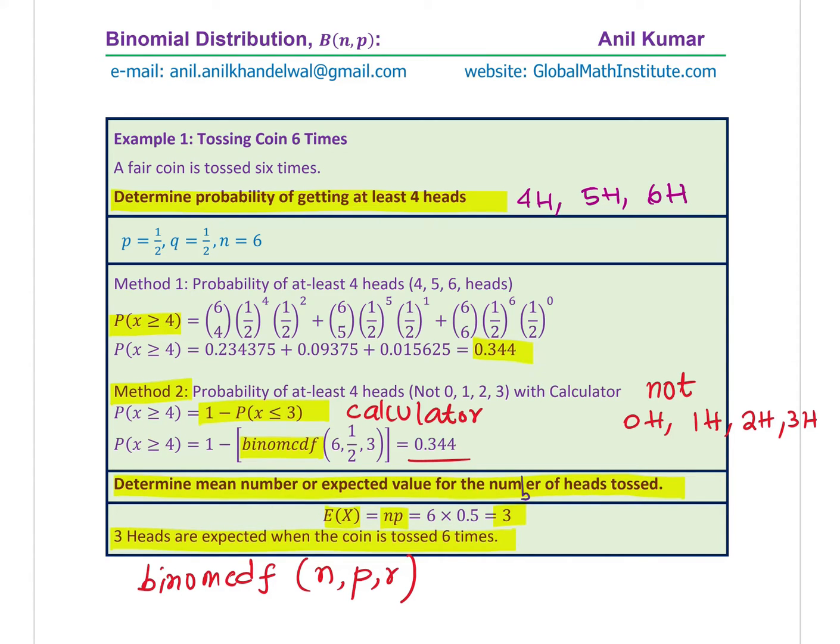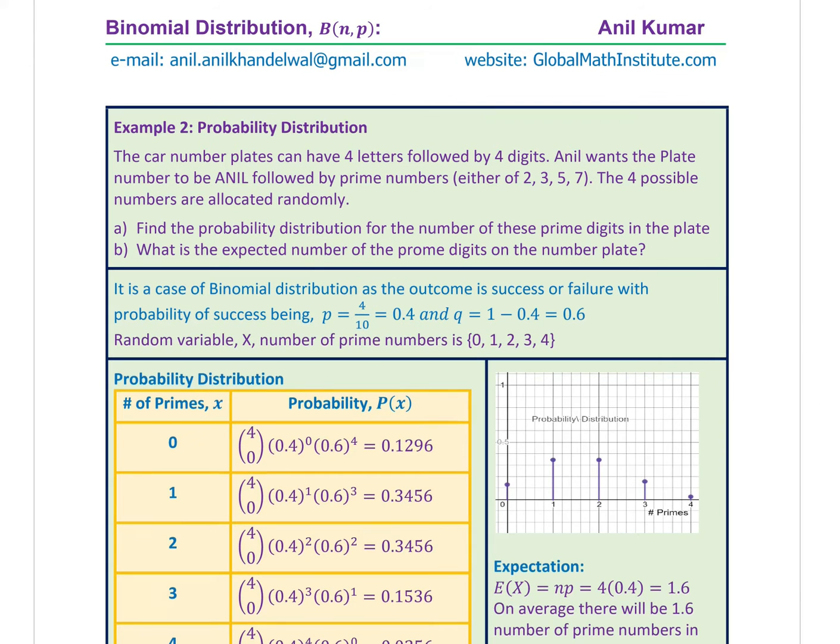So I hope with this you understand the basic concept, what and how we can use the probability distribution to answer the questions based on finding the probability for a fixed number or up to that number or beyond that number of successes, right? And we could also use calculator functions to calculate this value. Okay. Now let's take the second example, which is based on probability distribution.